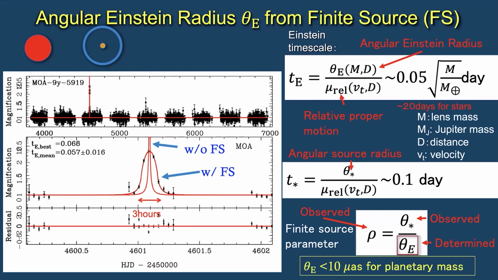So in the microlensing fit, we can measure this finite source parameter called rho. And this is the source radius divided by the angular Einstein radius. The source radius can be measured from the color and the magnitude of the source. Then we can derive the angular Einstein radius. Because one of the degeneracies is broken by this, the angular Einstein radius is a better indicator for the mass of the lens system. And if that is smaller than 10 micro-arcseconds, this is most likely a planetary mass.